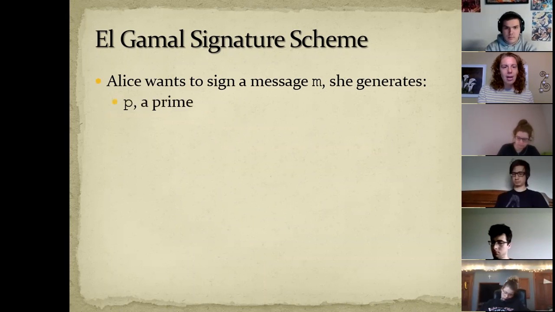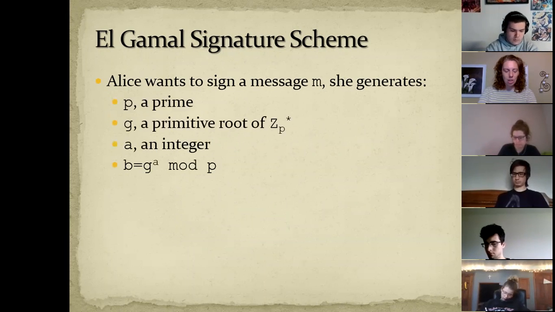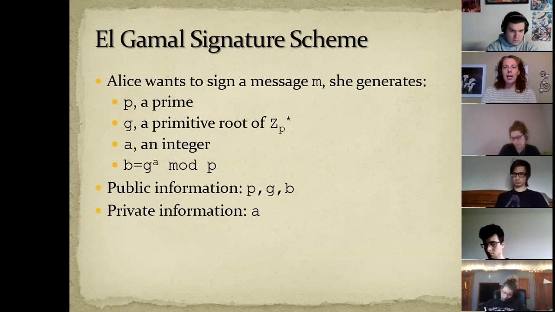She is going to generate the same stuff as what she did before, and the public and private information is still totally and completely the same. All the same stuff as what we had before. So Alice is signing a message this time. She's generating P. She's generating a primitive root. She's generating an integer. She's coming up with B, that's G to the A mod P. We've got public information. We've got private information. This is all exactly the same.